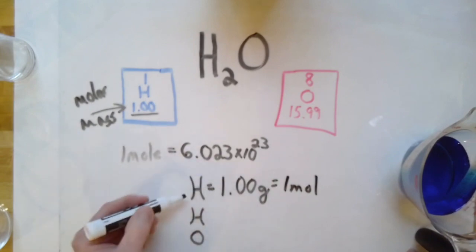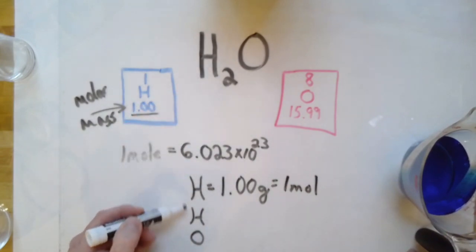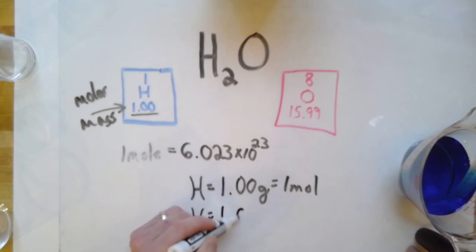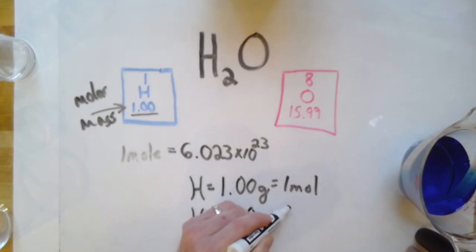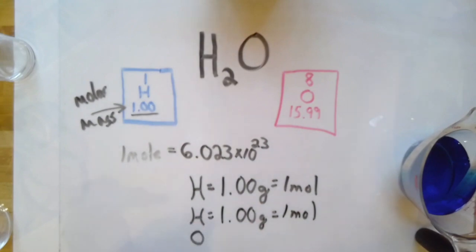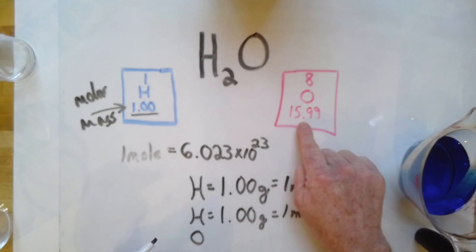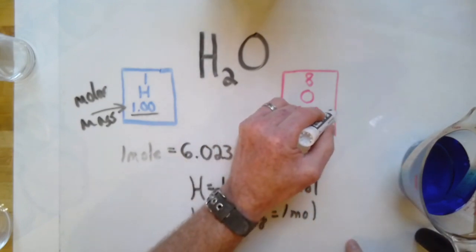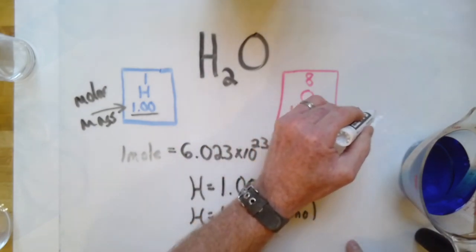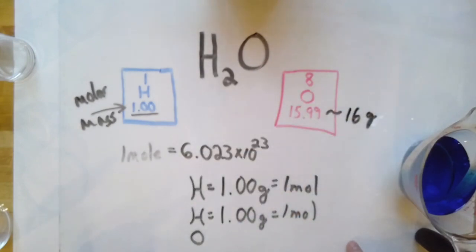Now, I have 2 of them. That's why I wrote them down twice. That's going to equal 1.00 grams is 1 mole of hydrogen atoms. But here's where it gets cool. Oxygen's molar mass is 15.99. I'm going to round that to 16 grams equals 1 mole. So oxygen is going to be 16.00, we're saying ish here, we're rounding it, to grams per 1 mole.